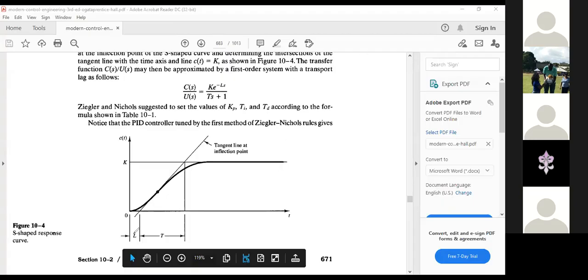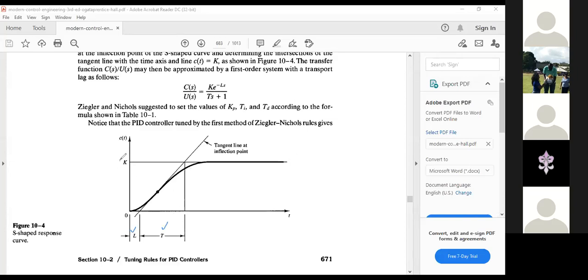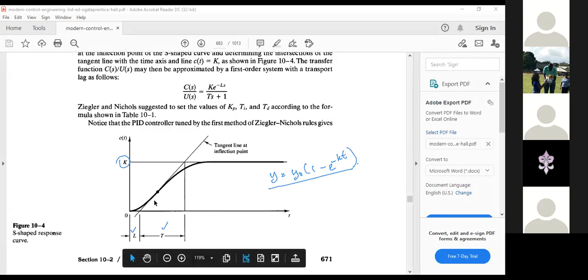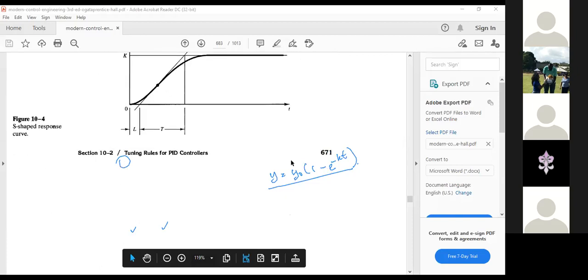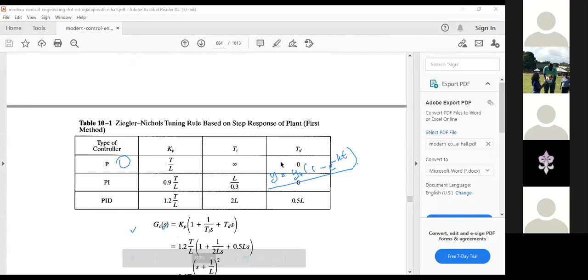Yes, sir. So these are the things that we need to find: L, T, and K. The final value, L and T. But I was just making the point that if we have the shape of the curve in the form of an equation, then we can find out what L and T and K are analytically. Whether we have it graphically, we can just draw the tangent line and determine L and T and K. However you determine those things, then here are the tuning rules.